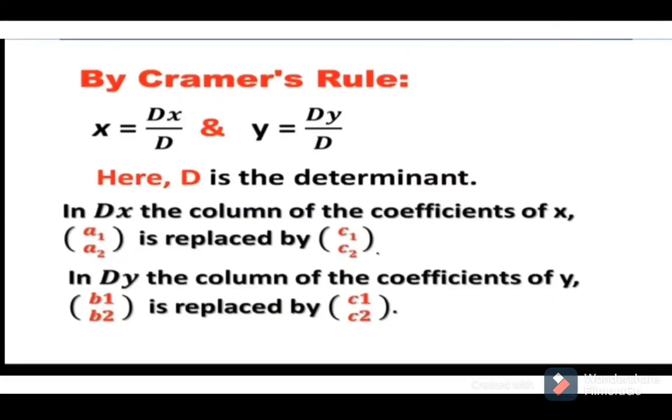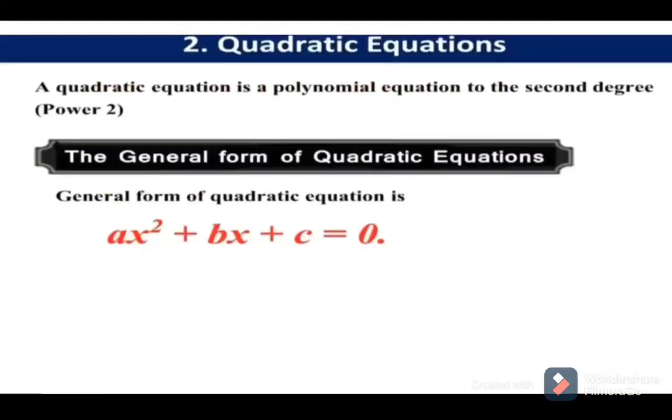Let's start with the second chapter, that is quadratic equations. The equation involving one variable and having 2 as the maximum index of the variable is called a quadratic equation. A quadratic equation is a polynomial equation which has power 2, or you can say degree 2. Now let's see what is the general form of quadratic equations.